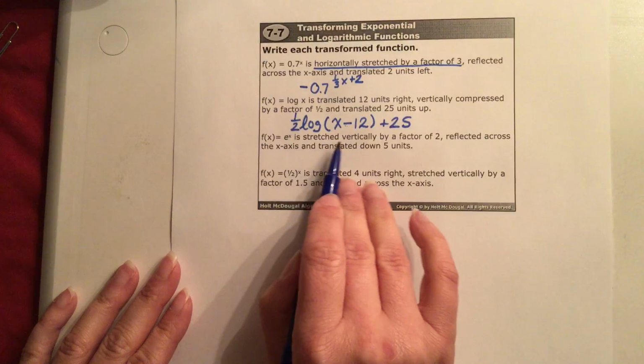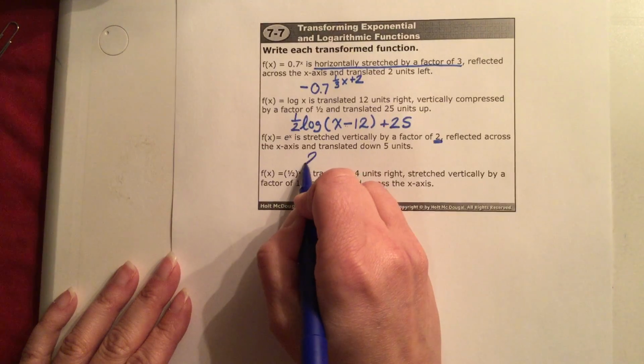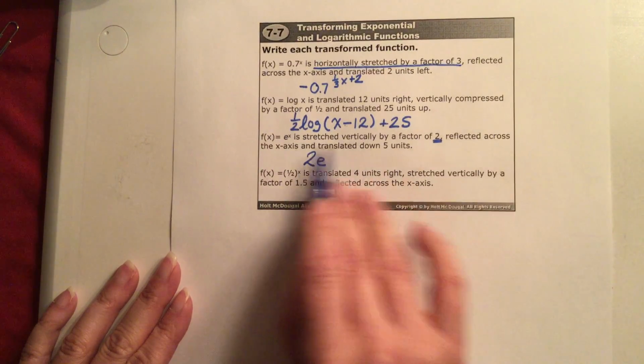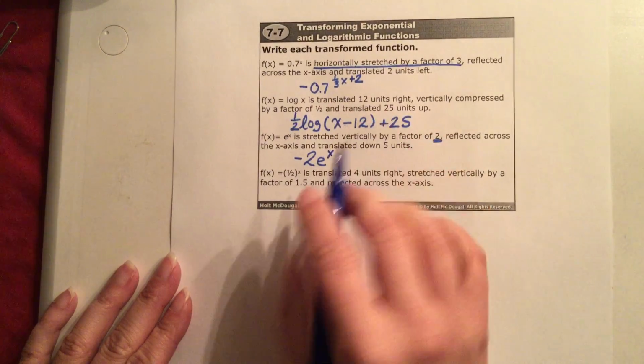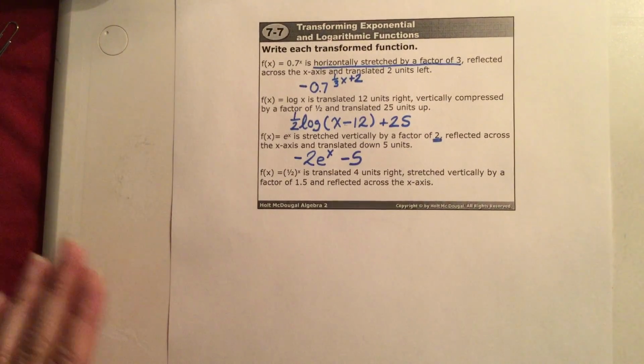E to the power of x is stretched vertically, vertical stretches and compressions. You have the factor out front, so it's 2 right in front of the e. Reflected across the x, the negative goes up front, e to the x, and then translated down 5, you'd have a -5 at the end.